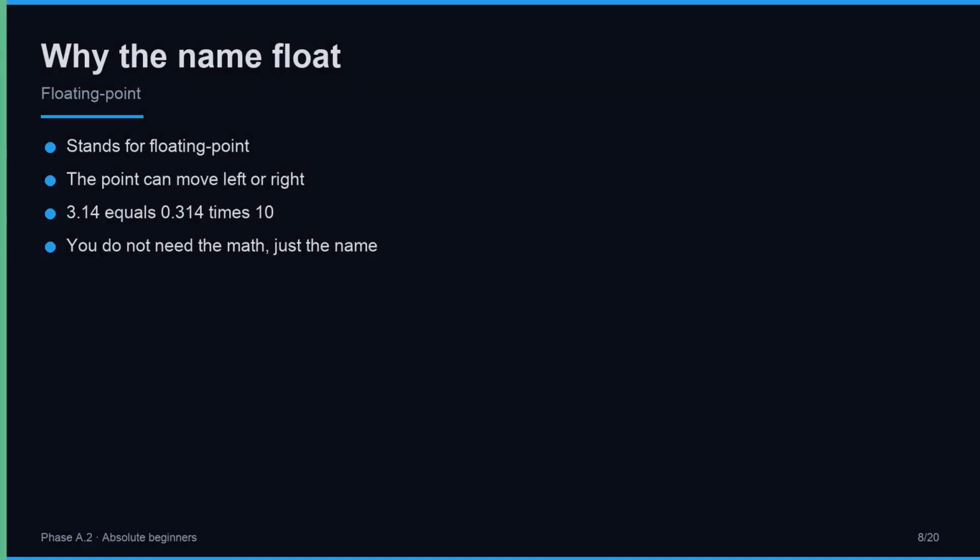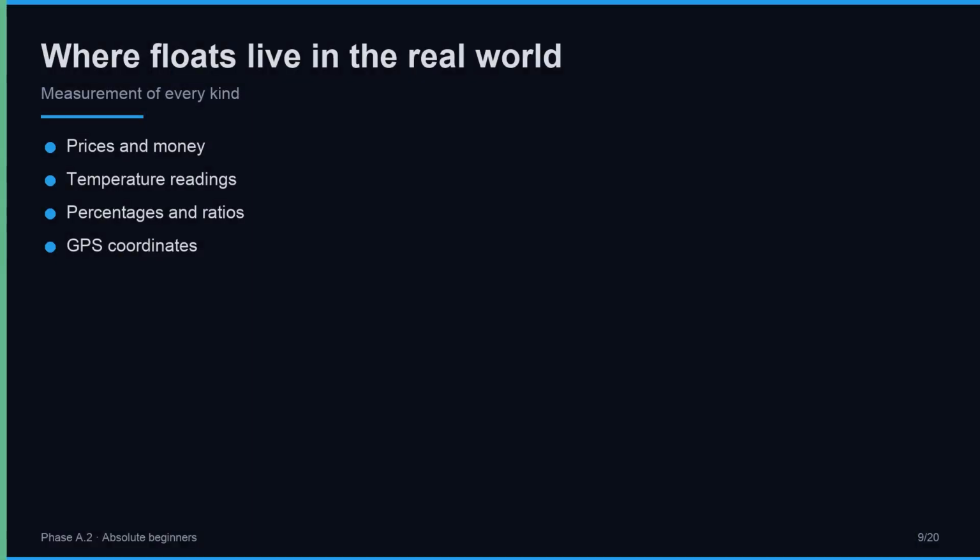You may wonder where the name float comes from. It is short for floating point. The idea is that the decimal point can float, it can move left or right to represent very large or very small numbers. You do not need to remember the underlying math. Just know that float is the name Python, and most programming languages, use for numbers with a fractional part. The name is standard, so you will see it everywhere you go. Floating point.